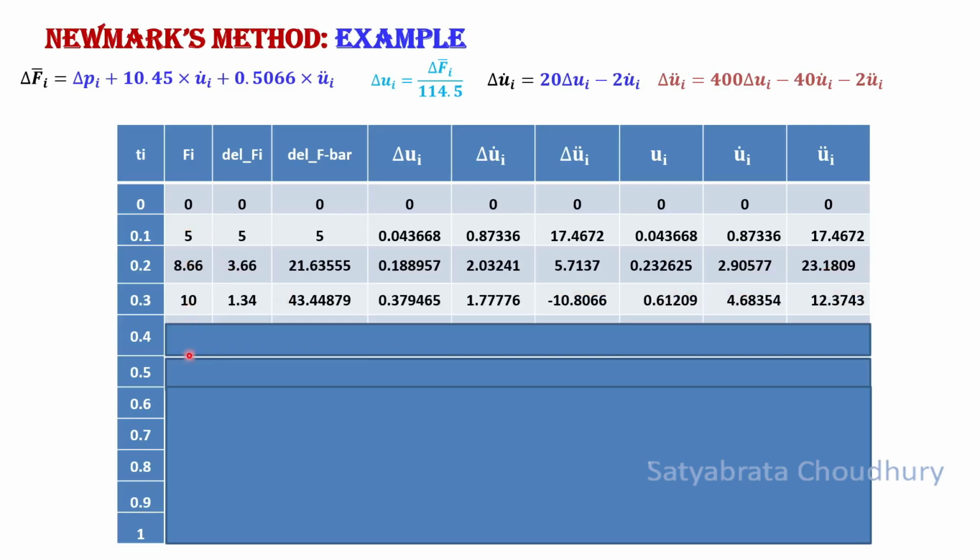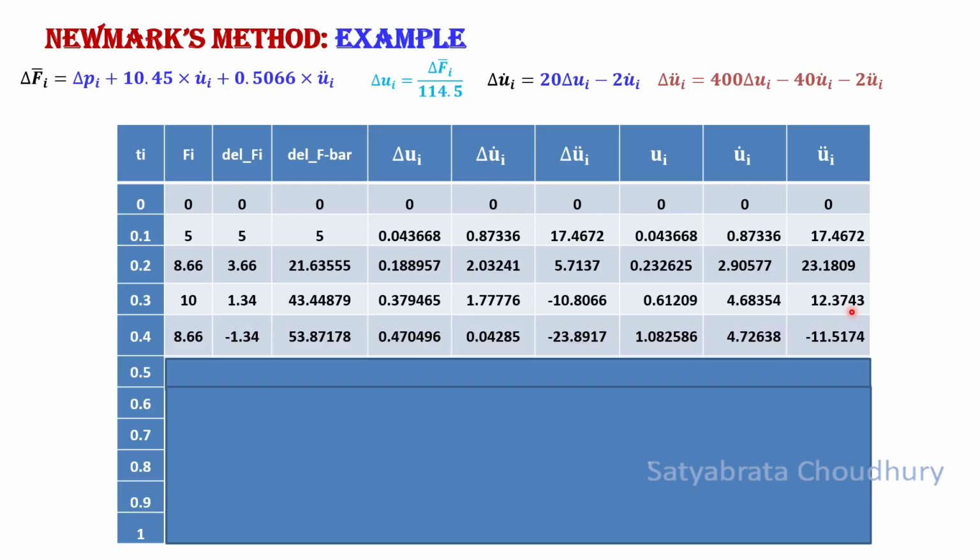Then Fi is highest, 10, increment is 10 minus 8.66, which is 1.34. So through this expression, delta F bar is this, and from this expression the incremental displacement is this, and from other expressions you get the velocity increment and acceleration increment and get the final values of the time step.